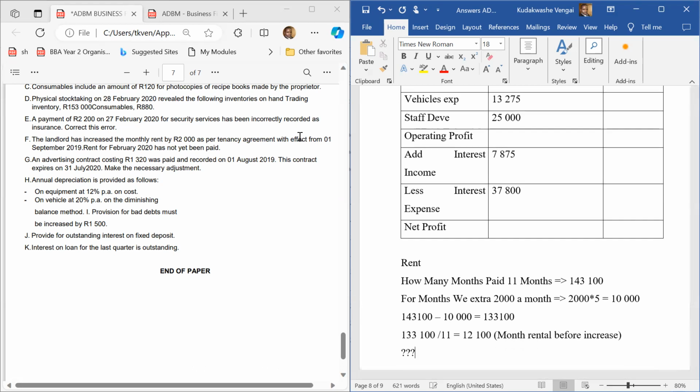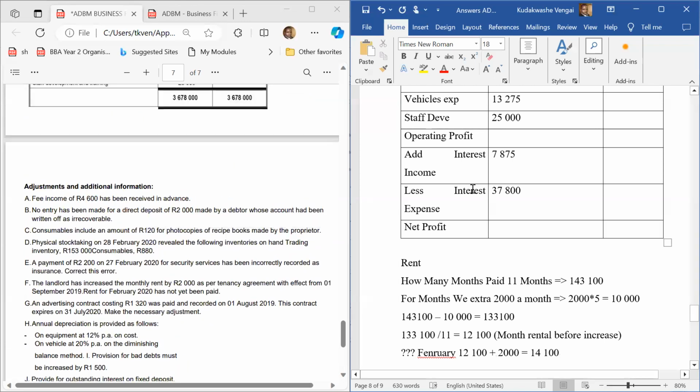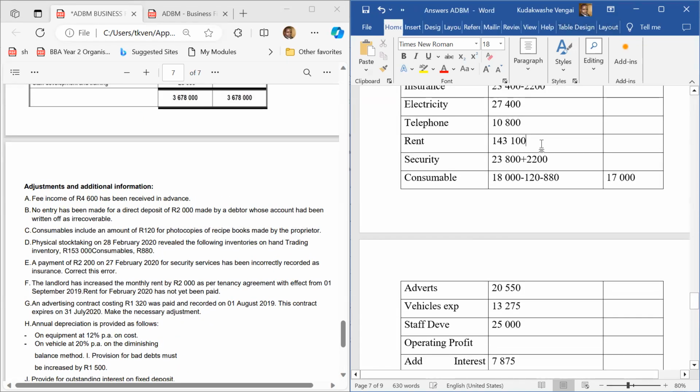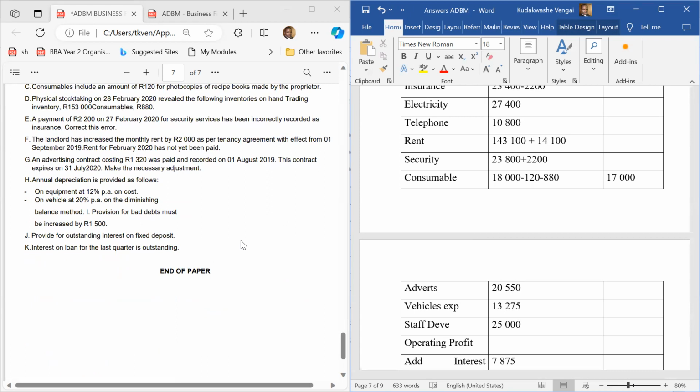So what is the rent for February? It's going to be 12,100 plus the increase of 2,000, which is 14,100. So we go to rent expense and we add 14,100 for my rent fare. Go to the next one.